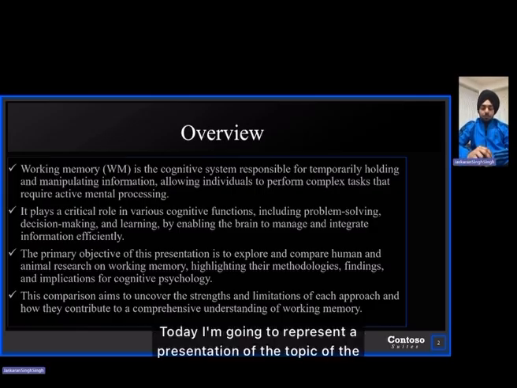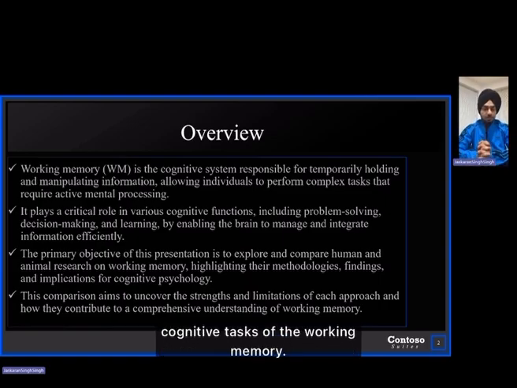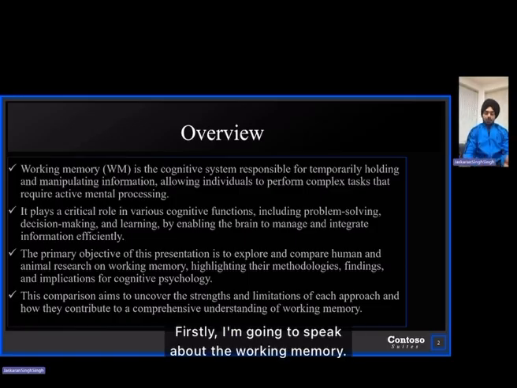Today I am going to present a presentation on the topic of the cognitive tasks of working memory. Firstly, I am going to speak about working memory.